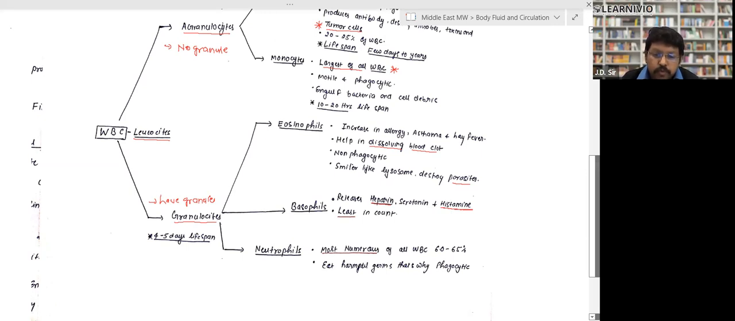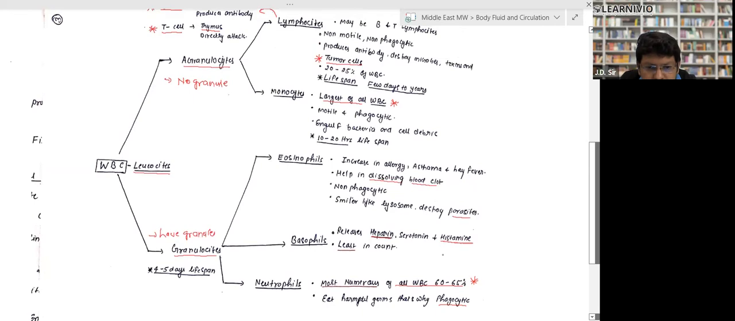Neutrophil, most numerous. That is a very important question. It has been asked. The most numerous. They are 60 to 65% of the WBC. They eat harmful germs. That's why they are phagocytic in nature. Is it clear? Yes, sir.